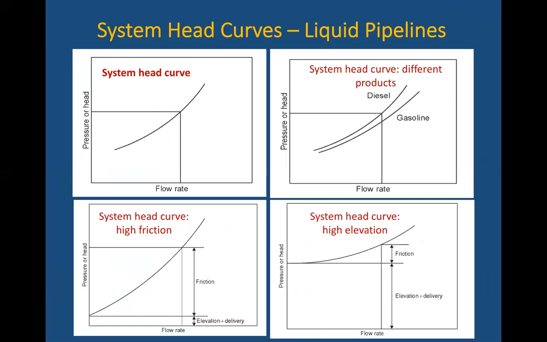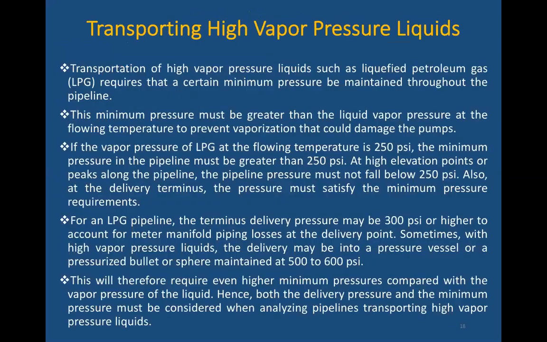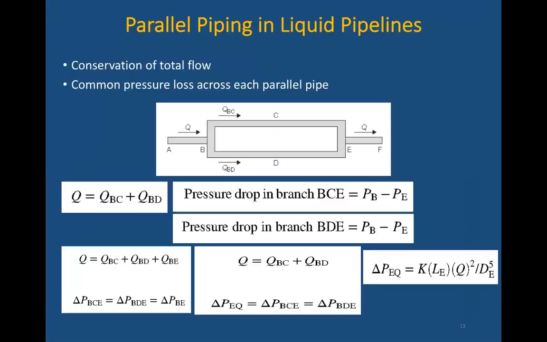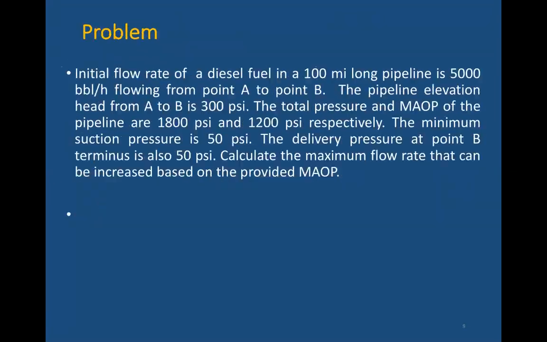I have one doubt. Sir, you said earlier that in the case of elevation equal to 600 feet, the total pressure required at the terminal A is the same as if there is no elevation difference.